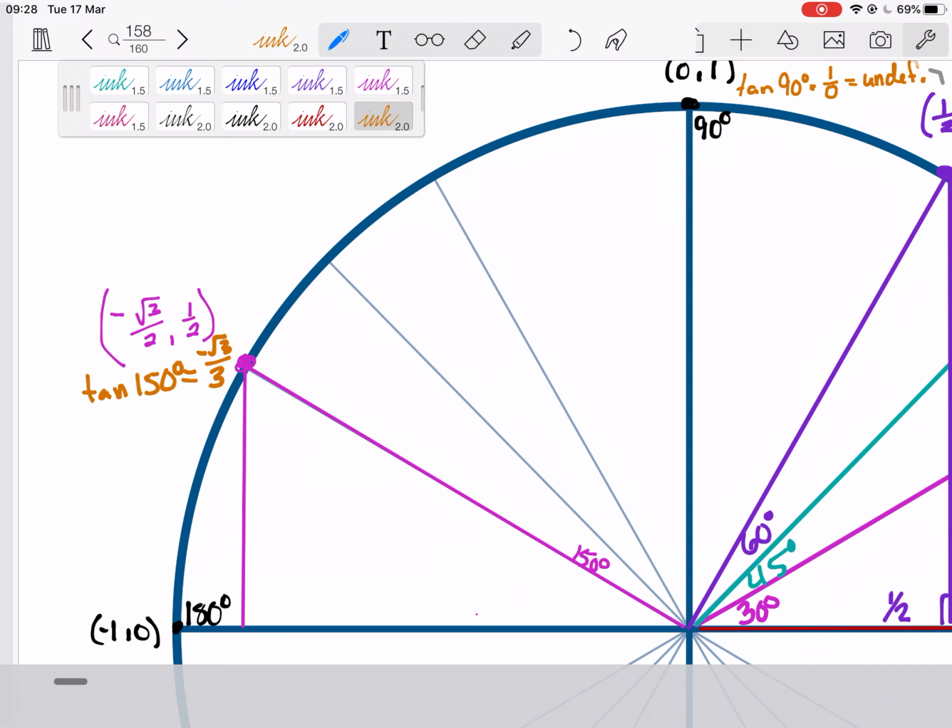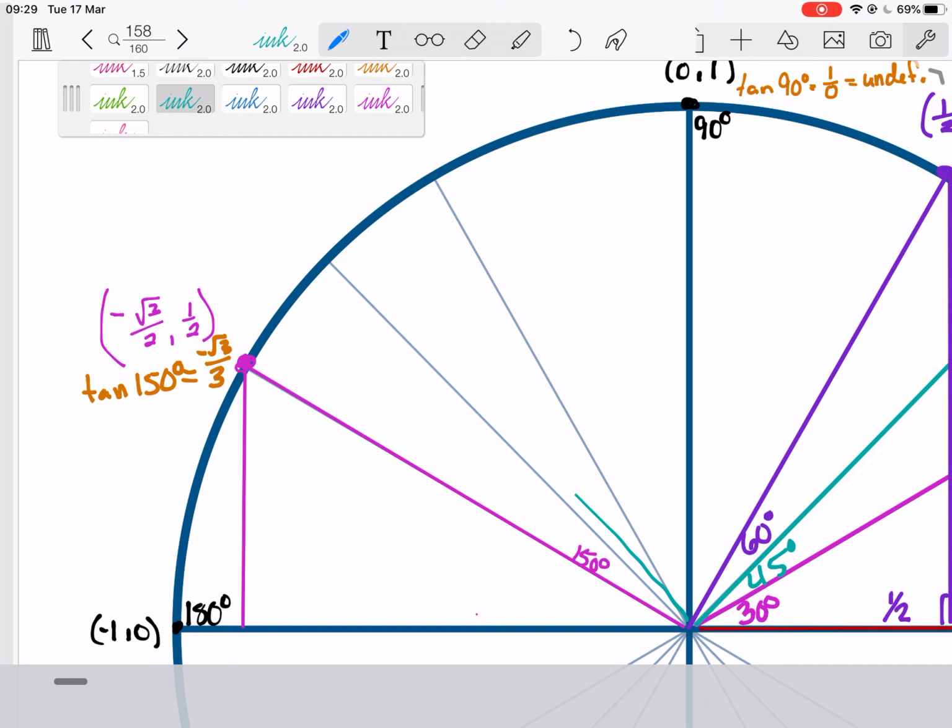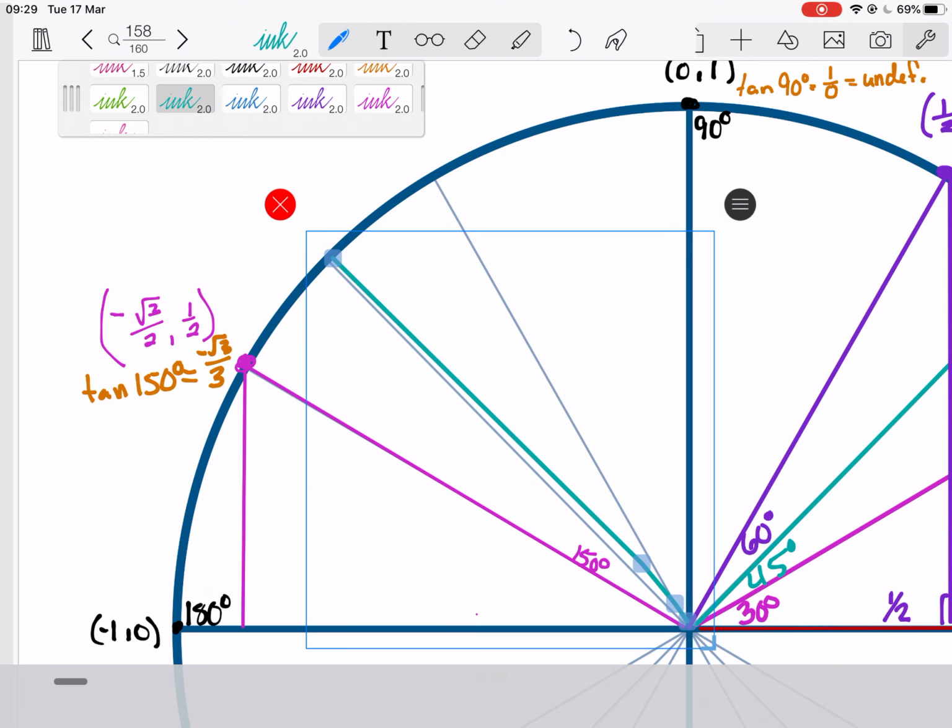And so for the rest of this, we're just going to be drawing out all of our reference angles. So this next one, and putting in what they would be for that particular quadrant.